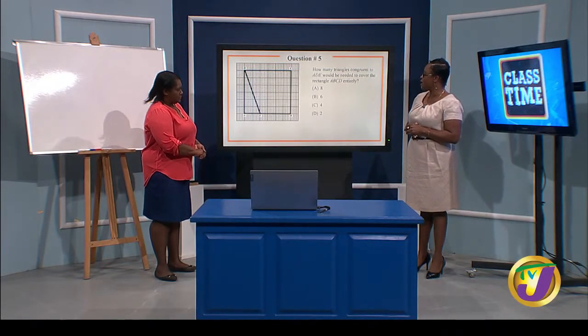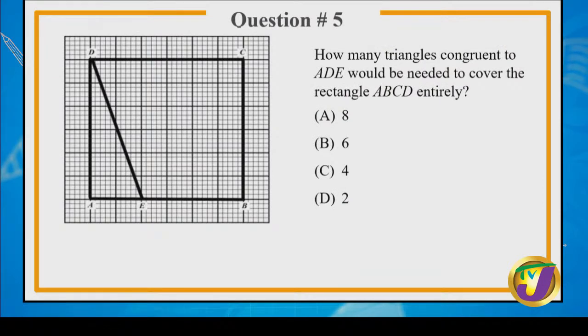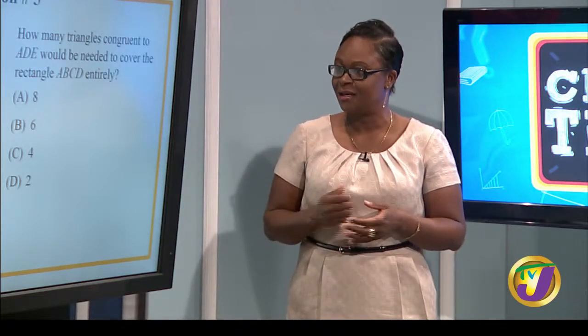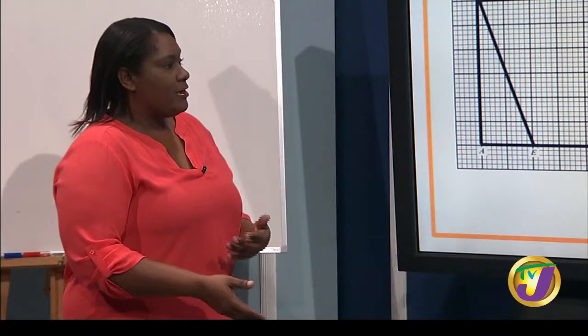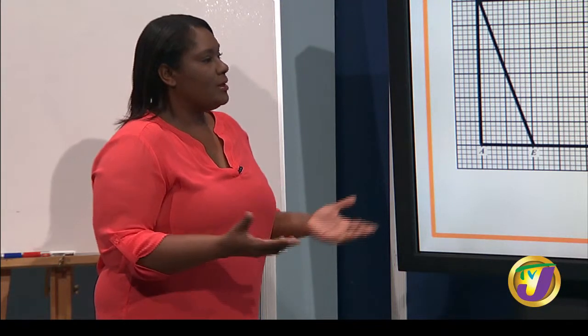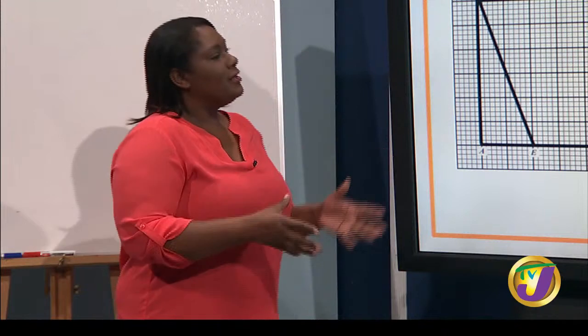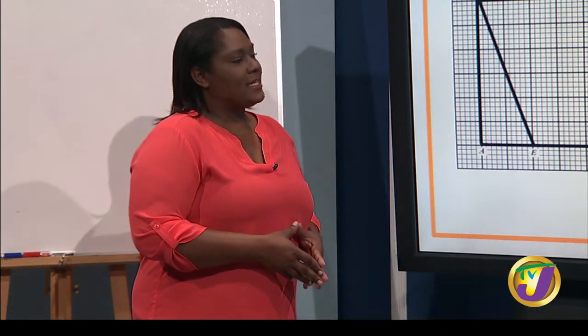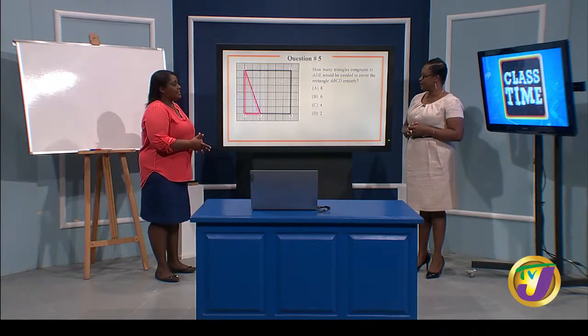Our fifth question. We have a representation here, a diagram, and we want to find out how many triangles congruent to ADE would be needed to cover rectangle ABCD entirely. I'm thinking of area, total coverage. Congruent, same sized triangle. Yes, we could use the area formula, which will take a little bit more working out. And if you're a visual person, you can actually do replicas of the triangle which is given, which will help you to move a little bit faster.